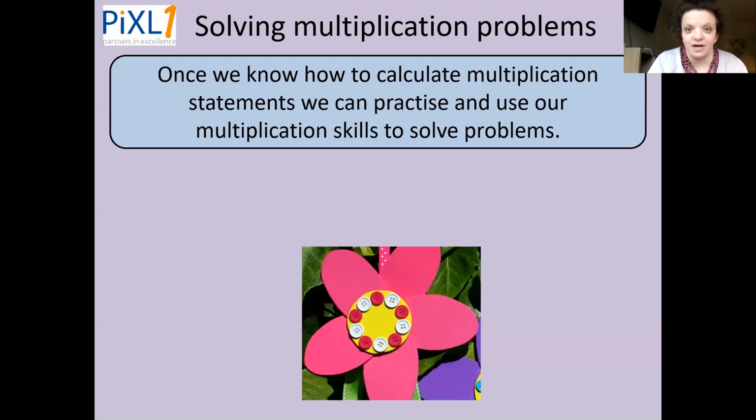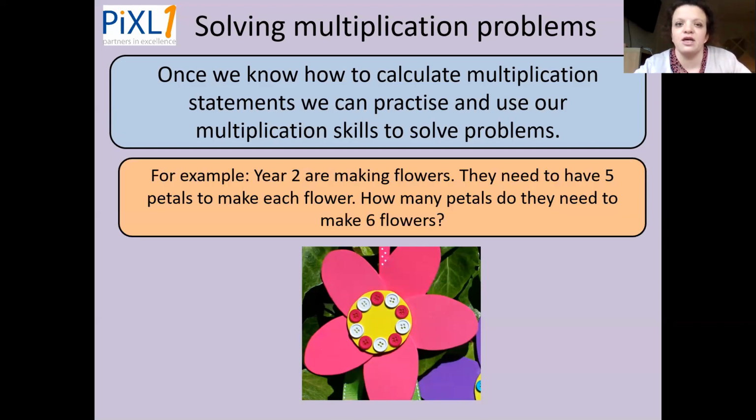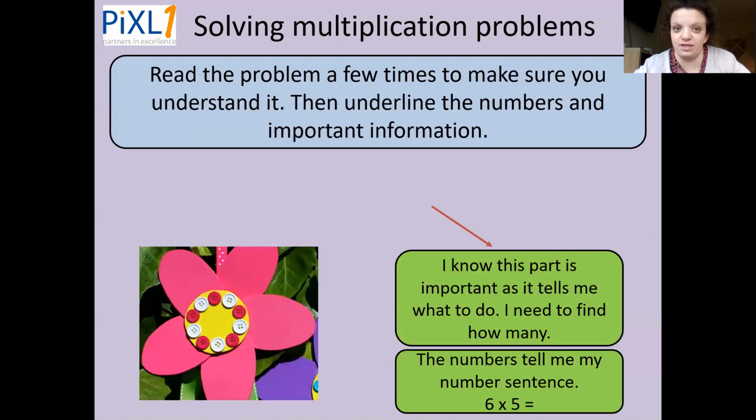Okay, once we know how to calculate multiplication statements, we can practice and use those skills to solve problems. This afternoon, we're going to be solving multiplication problems. For example, Year 2 are making flowers. They need to have 5 petals to make each flower. How many petals do they need to make 6 flowers? Read the problem a few times to make sure you understand it, and then underline the numbers and important information.